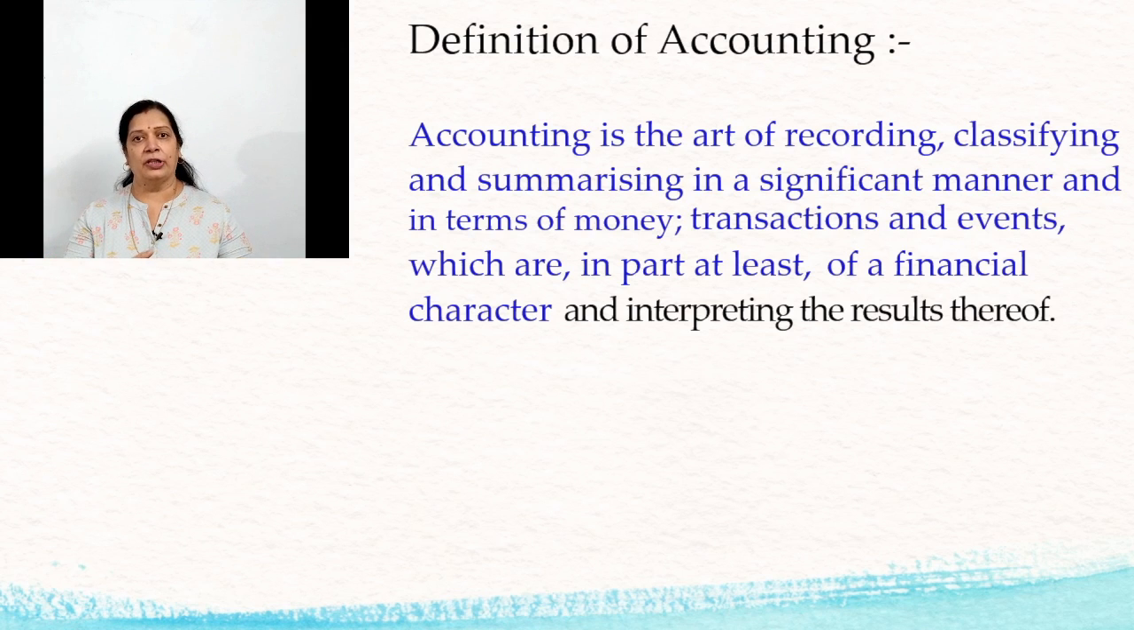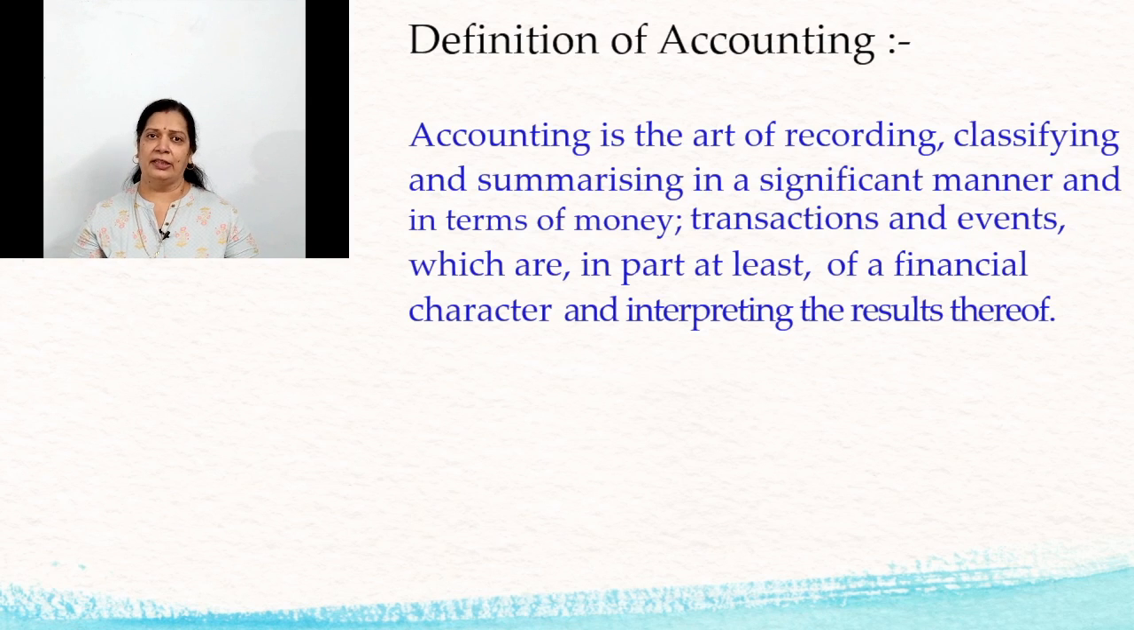Next, I am going to take another example of oil. 2 liters of oil at the rate of 150 per liter. So the amount which is recorded is 2 into 150, that becomes 300 rupees. So we have to convert all the transactions into money. After that, the last point is interpreting the results thereof.